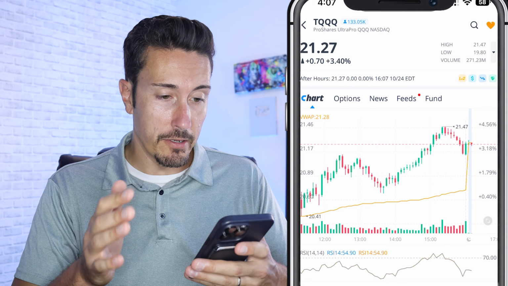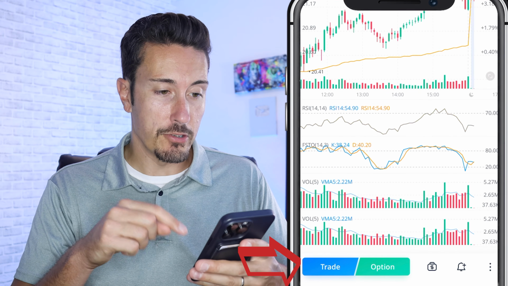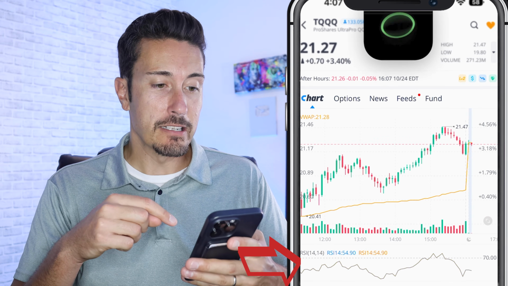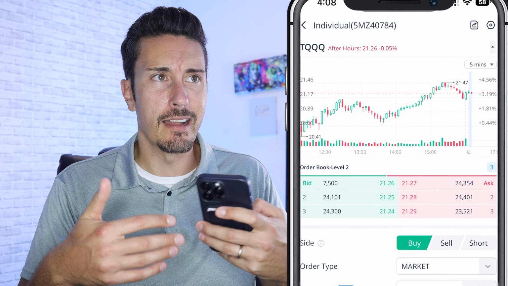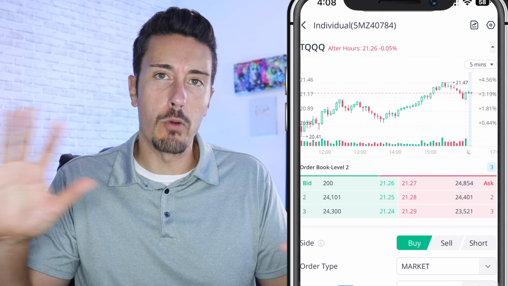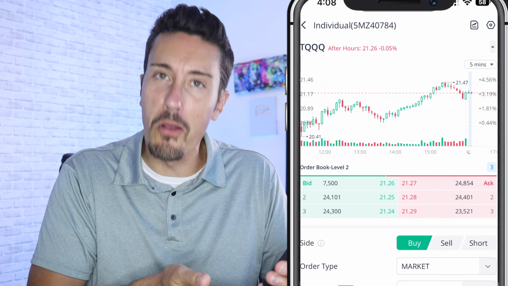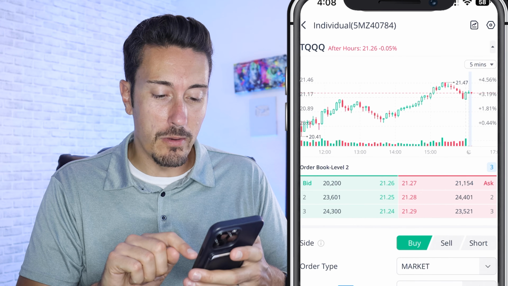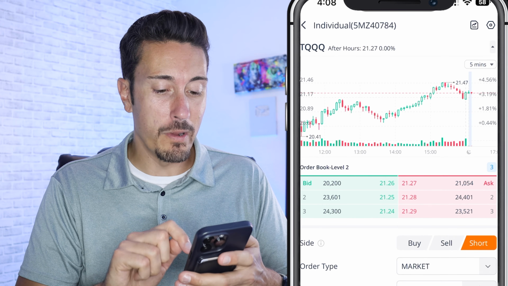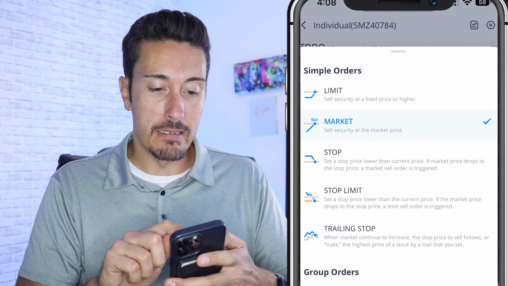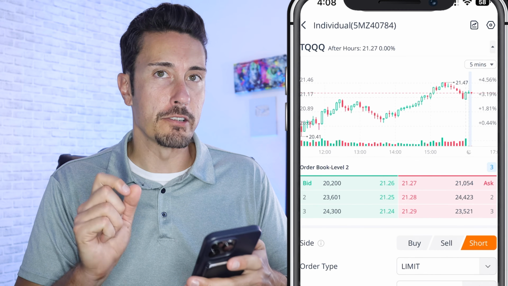Now, what you would want to do is click at the very bottom where it says trade. We click on that, and that's going to take us over here to the options. Very similar to the desktop. It's almost identical, it just doesn't have as wide a screen because obviously it's a phone. But all you want to do is hop over here to where it says short. Click on short. And again, my tip, always use a limit order because if it's going crazy, you don't want the market to screw you up.